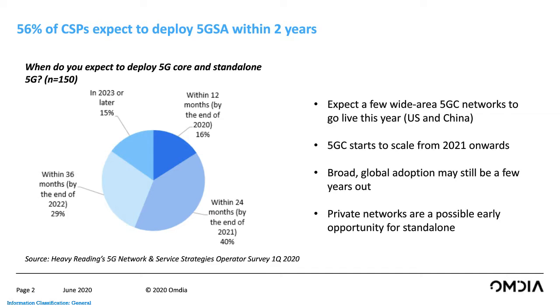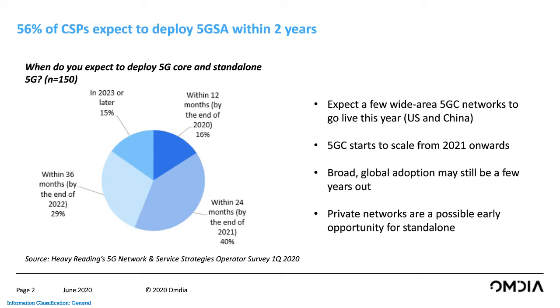In a research that is being carried out by our sister company, Heavy Reading, we find that already 56% of global CSPs expect to deploy 5G SA within the next 2 years. And a minority, but it's a sizable minority of them, is already working on it and planning to deploy 5G SA in the next 12 months, meaning that they have started right now. Obviously, we are expecting this year, already now, to see some wide area 5G core networks go live, and those are mainly China and the US.